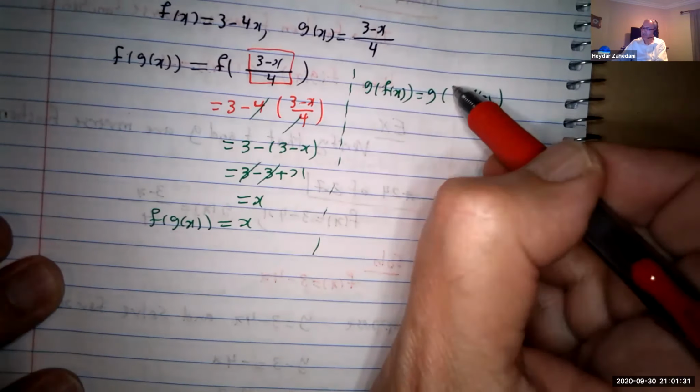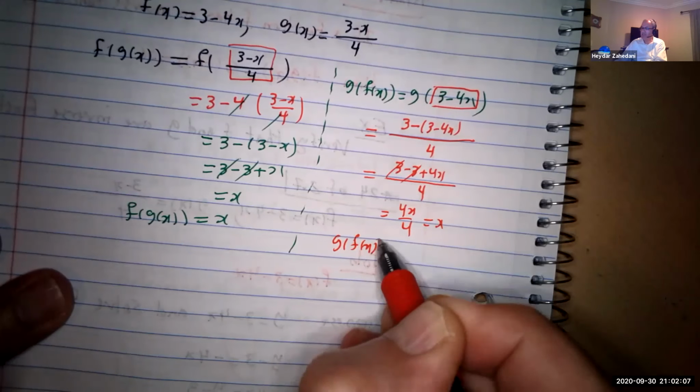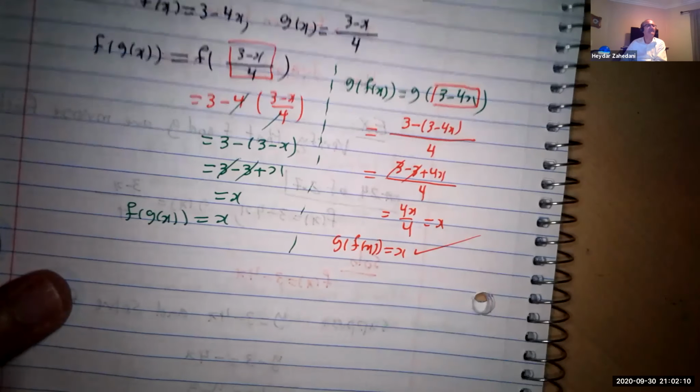What is the g function? G function: 3 minus a box is equal to 3 minus a box. What is in the box? 3 minus 4x divided by 4. Simplify it. The top: 3 minus 3 plus 4x over 4. Simplify. 4x over 4 is x. So g of f of x is equal to x.